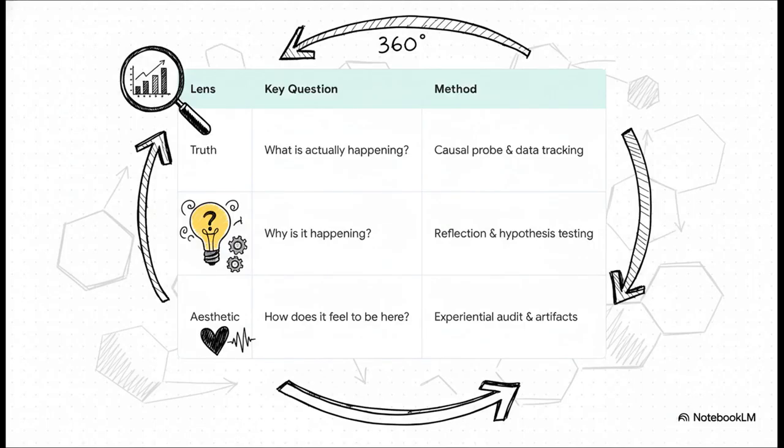So let's just pull this all together for a second. This table is a perfect summary. The truth lens asks, what is actually happening? And we use data to find out. The curiosity lens asks, why is it happening? And we use reflection and testing. And the aesthetic lens asks, how does it feel to be here? And we use an audit of the experience. You see? Together, they give you this complete 360-degree view of the situation.